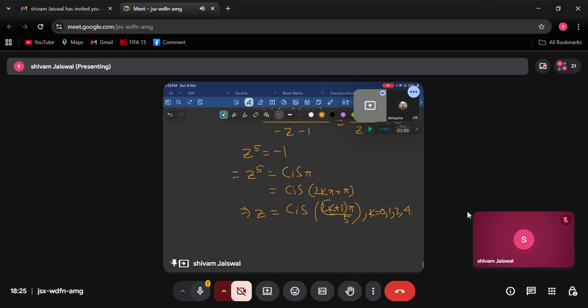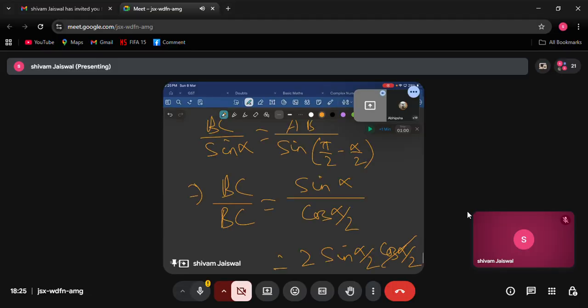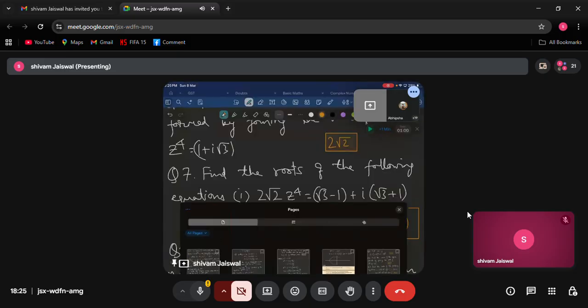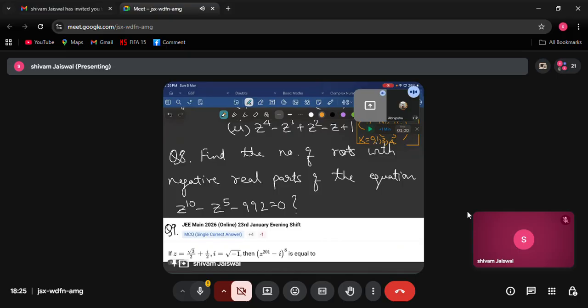Is anyone having any doubt? You can ask me. Next is to find the number of roots with negative real parts of z to the power 10 minus z to the power 5 minus 1992. So over here you are getting 5 roots with negative real parts. Anyone having any doubt? You can ask me.